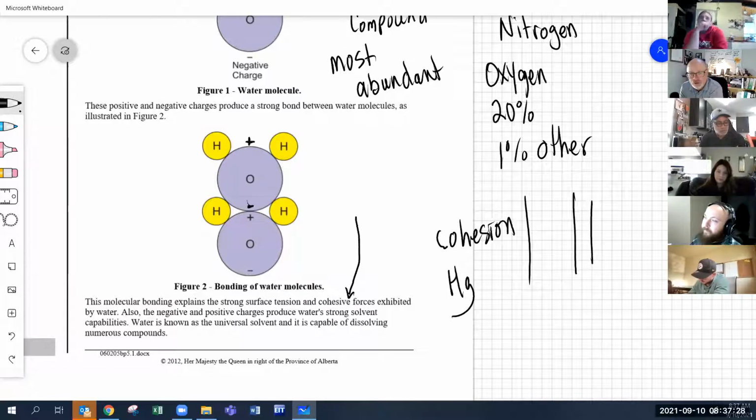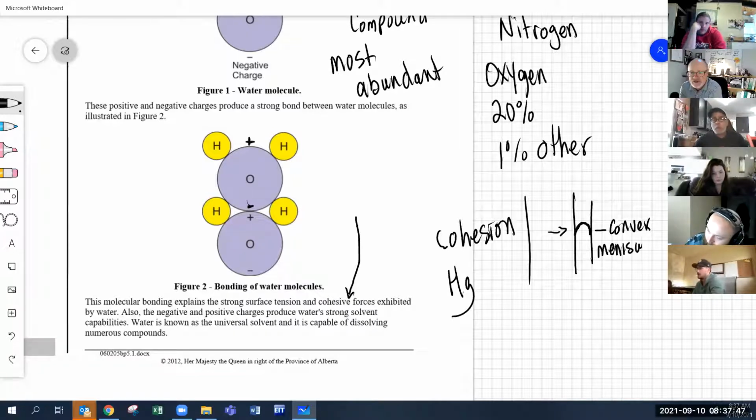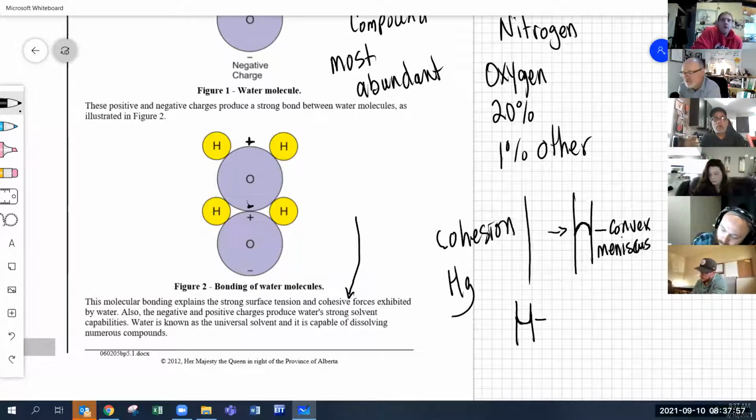In a tube where we have water or mercury, mercury will produce, because of its cohesive forces, a convex meniscus. However, water in a tube, because of its adhesive capabilities, will produce a concave meniscus in a tube.